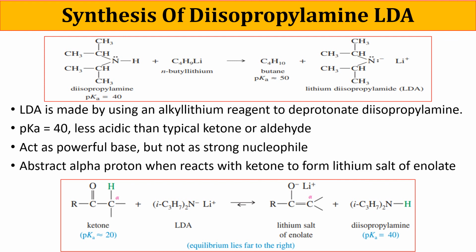When LDA reacts with a ketone, it abstracts the alpha proton to form the lithium salt of the enolate. When using LDA to make an enolate, it is common to add the carbonyl compound slowly to a cold solution of LDA so that the enolate is formed quickly and completely, minimizing the opportunity for side reactions.